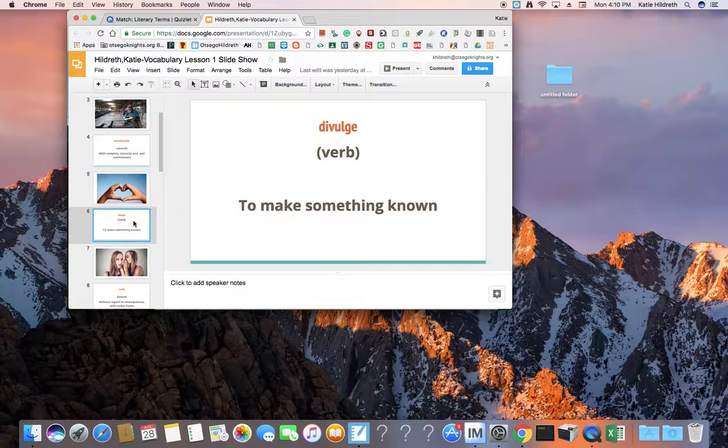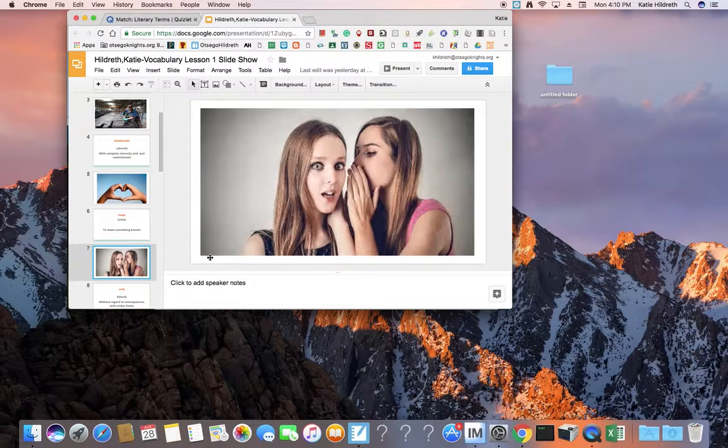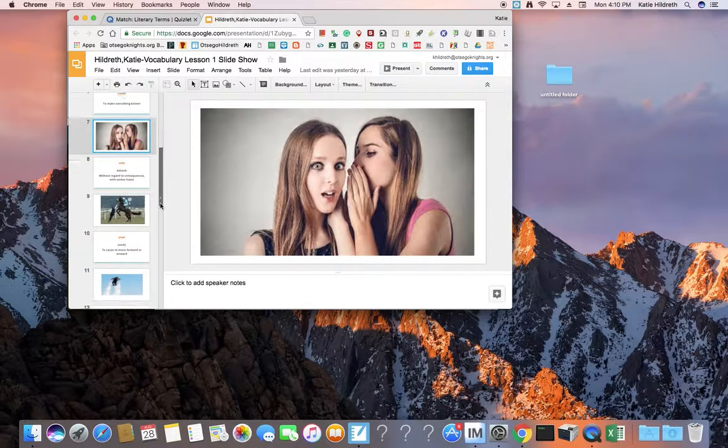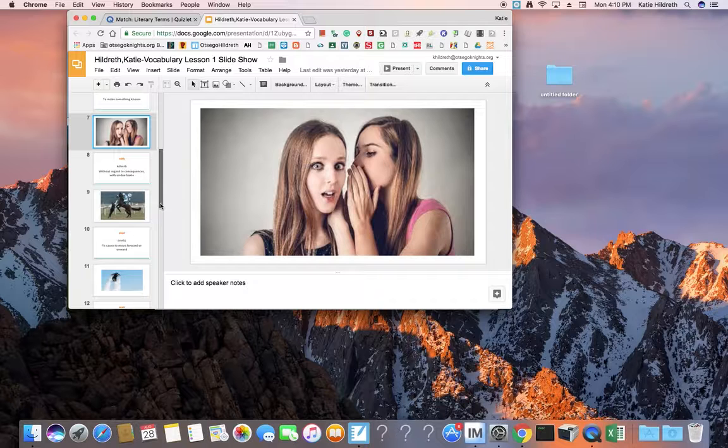Our next word is divulge, and it's a verb, an action verb. It's a word that we can do or we can show people. Divulge means to make something known. A good example would be if your friend tells you a secret and you tell another friend, that would be divulging the secret. Our picture shows one girl telling a secret to another girl. Remember, any time I'm going too fast and you need to slow down or rewind, go ahead and do so.